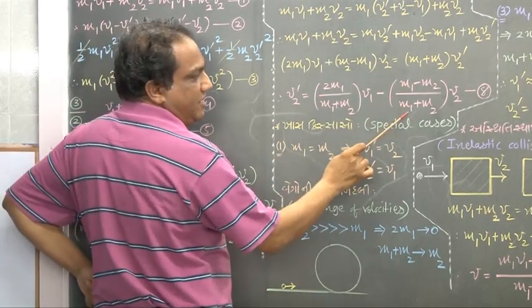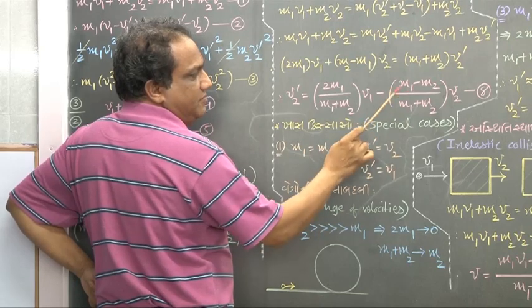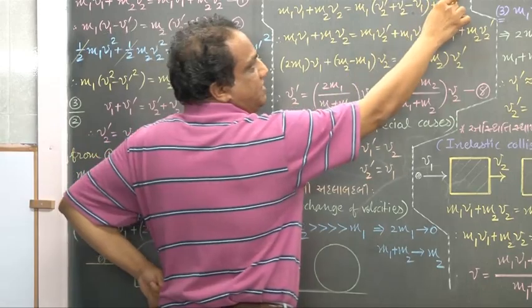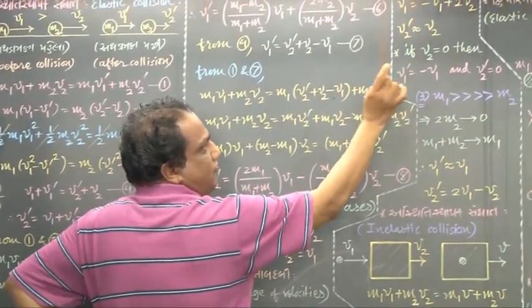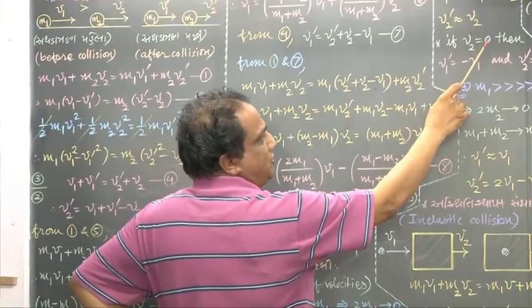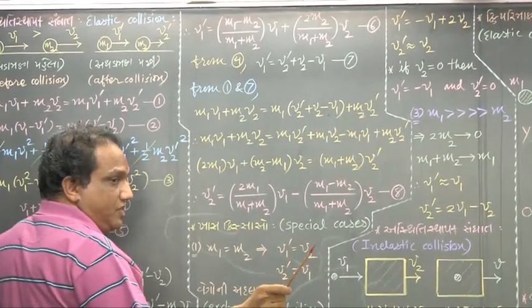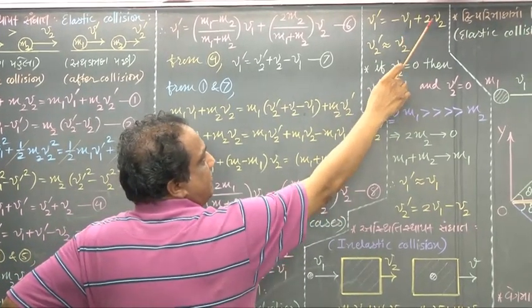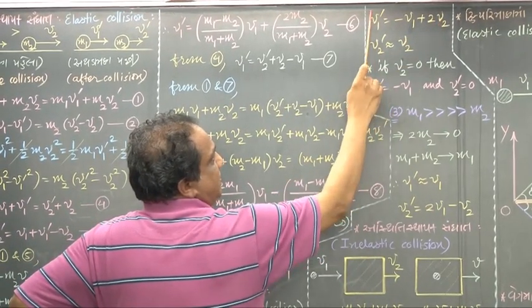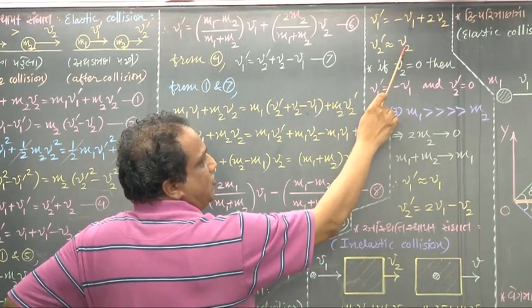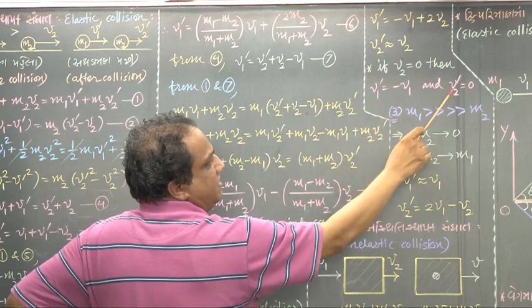And if you neglect M1 here, then minus minus plus M2 upon M2, 1 into V2, that is V2. So V2 dash is nearly equal to V2. And now further we assume V2 is 0, that is, initially the second body is at rest. Then put V2 equal to 0 here. So V1 dash equals minus V1. And if you place V2 equals 0 here, then V2 dash is nearly 0.